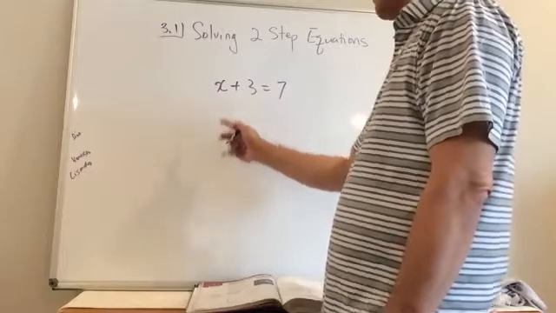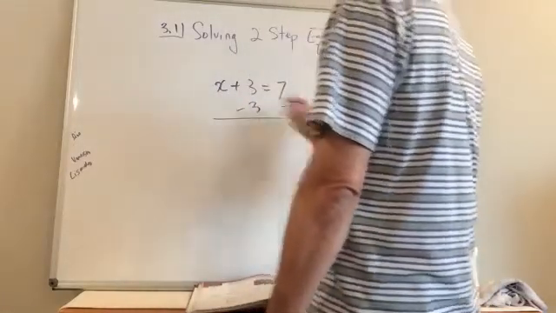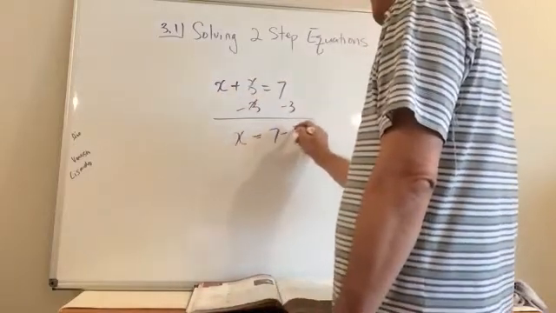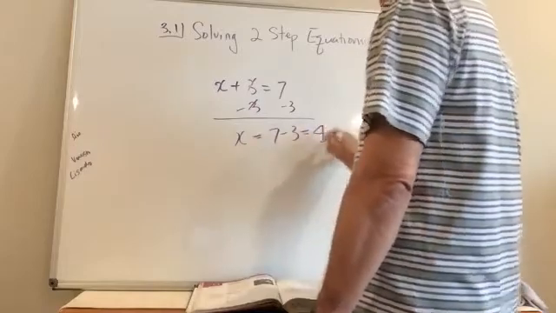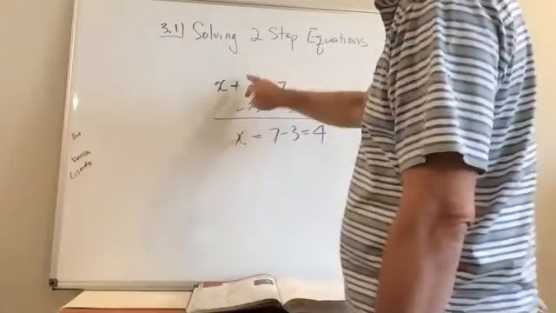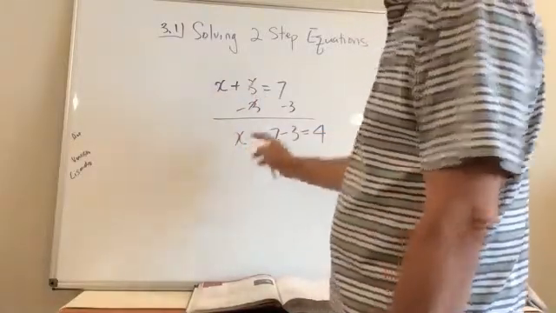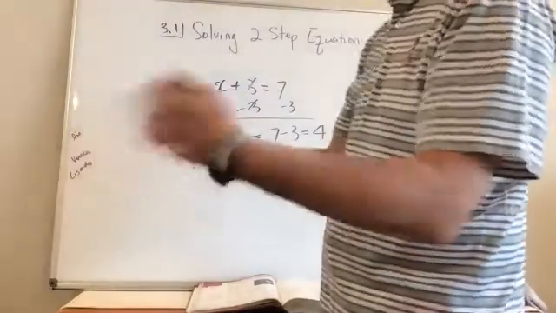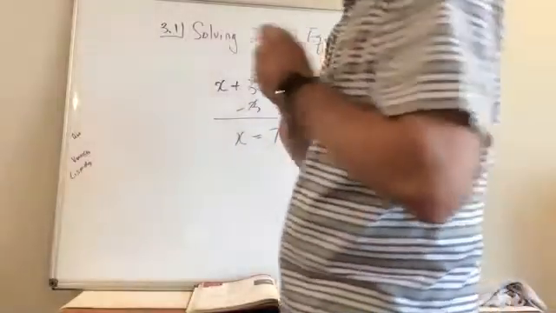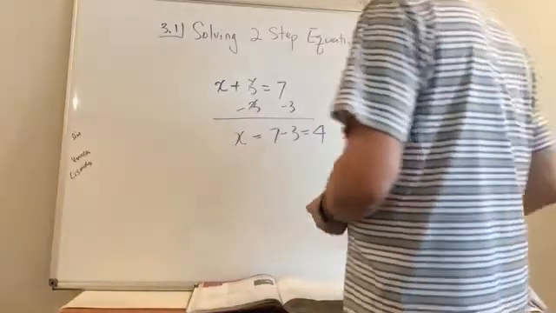So I'm going to go ahead and subtract 3 from both sides. This goes away. I have x left over here, and I have 7 minus 3, which is going to be equal to 4. So there's one step involved. All I do is subtract this, and I have the x isolated all by itself. And that's what I'm trying to do. I'm trying to get to a point where I have x all by itself. So this is why we call this a one-step equation.